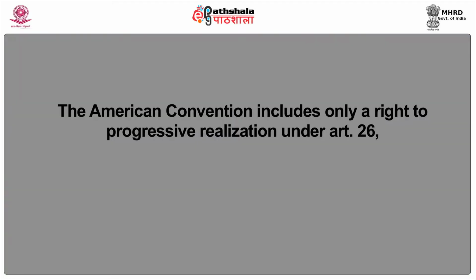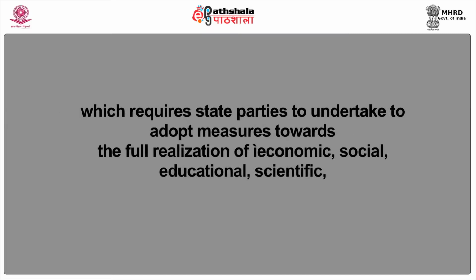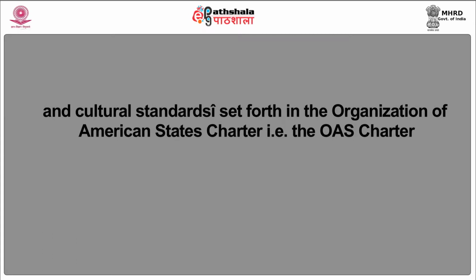The American Convention includes only a right to progressive realization under Article 26, which requires state parties to undertake to adopt measures towards the full realization of economic, social, educational, scientific and cultural standards as set forth in the Organization of American States Charter, that is, the OAS Charter.